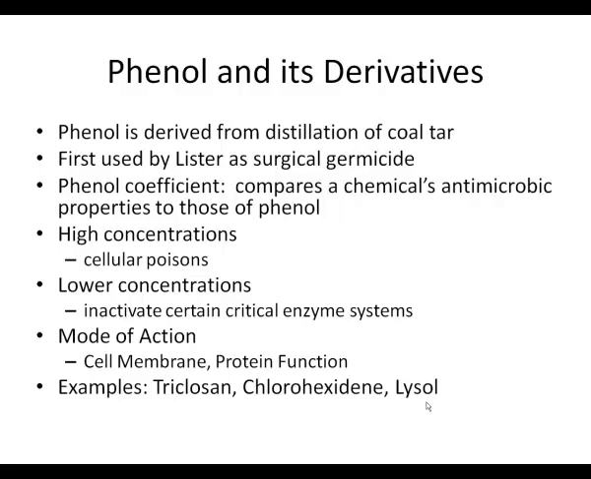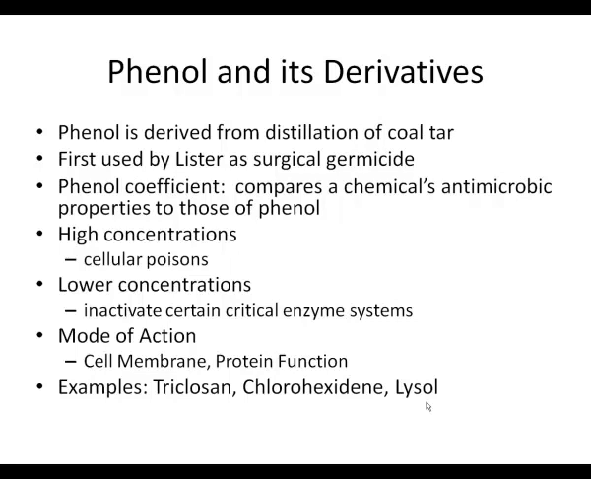In high concentrations, these are cellular poisons. These can actually kill cells. They can lead to cancers, all kinds of things. In lower concentrations, they can inactivate certain enzyme systems, metabolic systems in the cell, and can break down the cell process. The mode of action is essentially they can be membrane disruptors. They can act as surfactants, bind to those cell membranes and disrupt them, as well as they can eliminate protein function. These enzymes, they are broken and now they don't work.